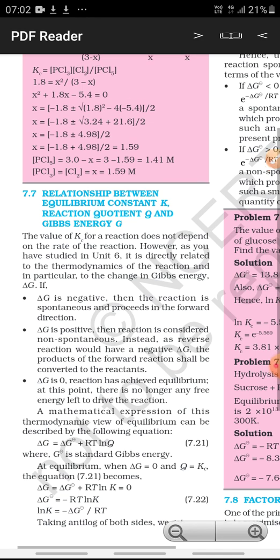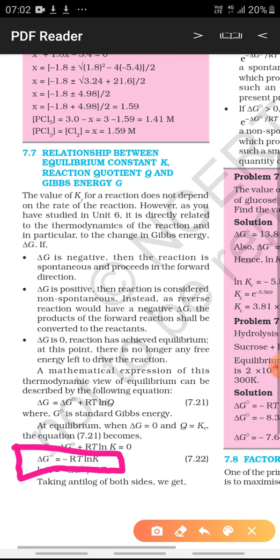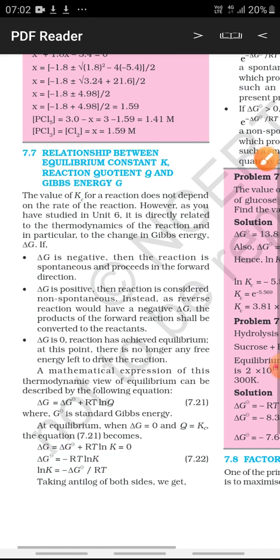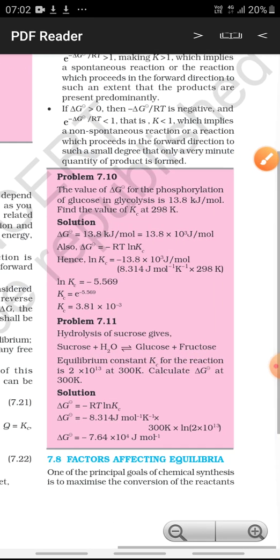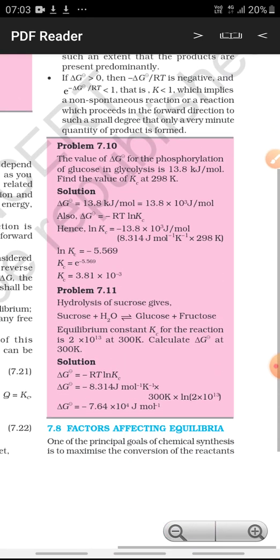Now next is the relationship between K, the reaction quotient Q, and the Gibbs energy G. Children, this derivation is not there in your syllabus. You can simply learn the equation delta G is equal to minus RT ln K. This you have to use for the numericals. It is simple. Actually the derivation is not there in your syllabus.